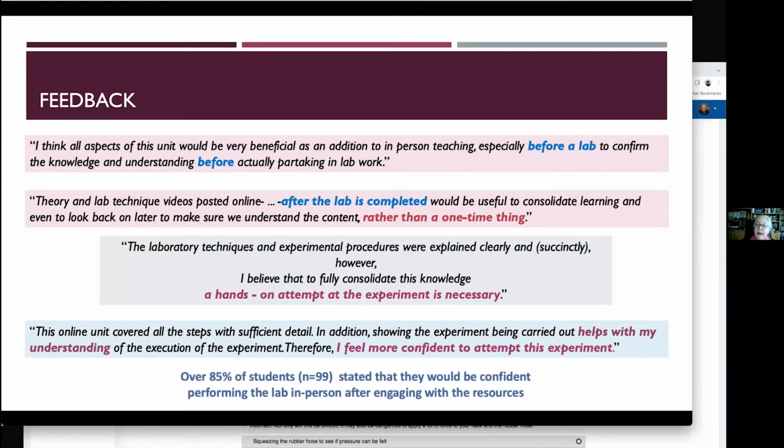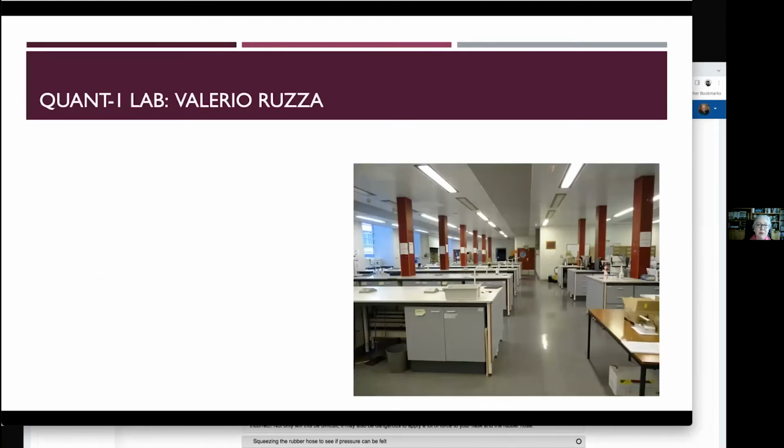And actually, 85% of her 99 respondents for this evaluation stated that as a result of performing this, they would feel more confident in engaging with the resources and doing the labs themselves. So I would say that's a fairly successful outcome of that experiment.